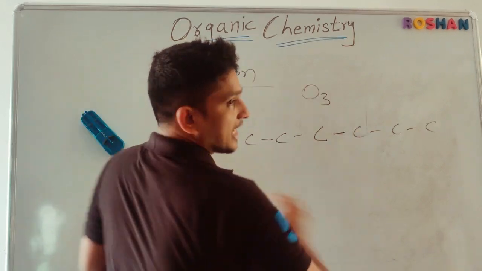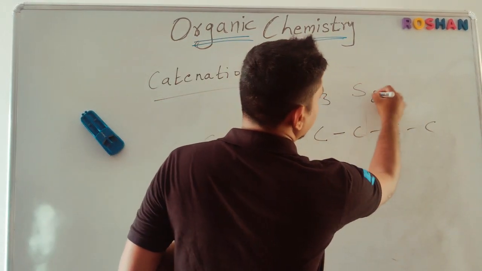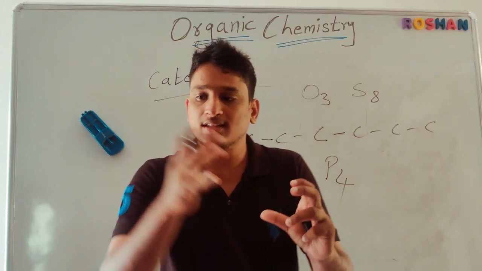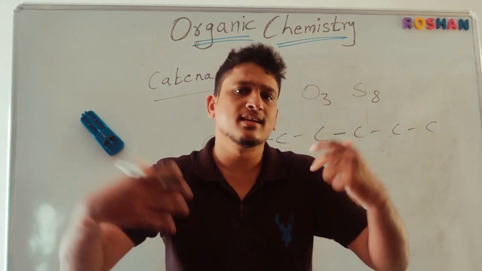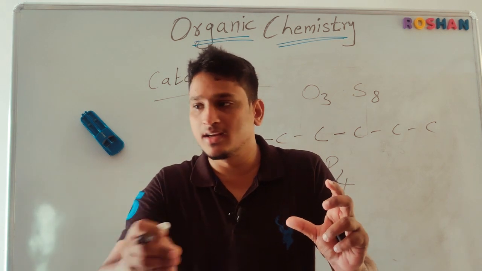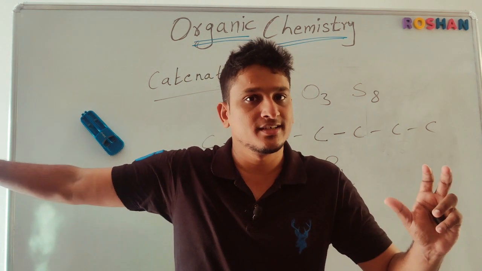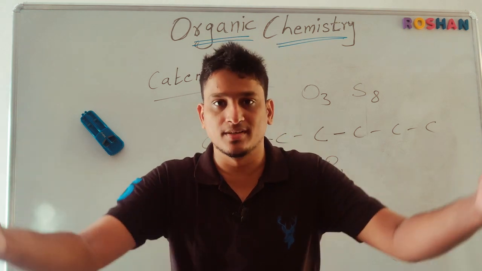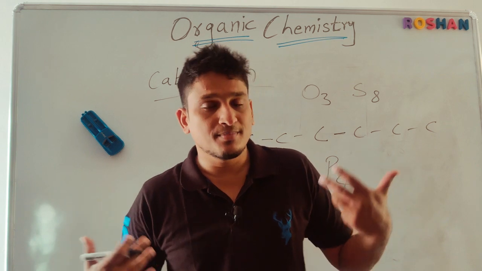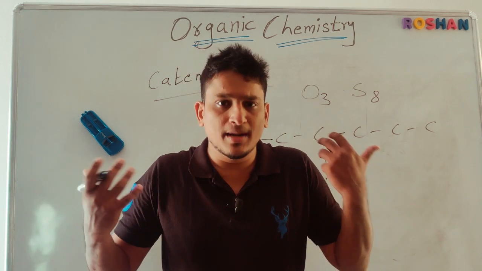O2 is there, and ozone. Sulfur can form the S8 molecule. Phosphorus forms P4 molecules, where phosphorus combines with another 3 phosphorus. Like that, all these are possible. But carbon can combine with another carbon to an infinite extent. That's why life is possible. We are all made up of molecules only. Which molecules? Carbon molecules. Does it mean, sir, that we are made up of only carbon?